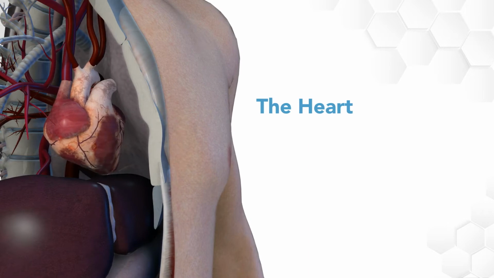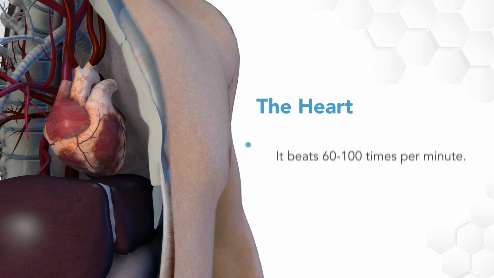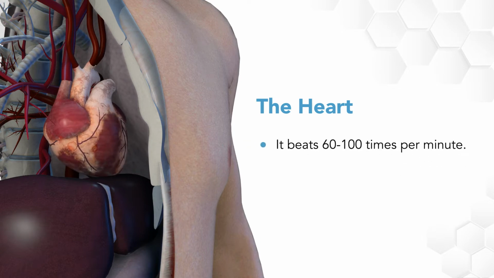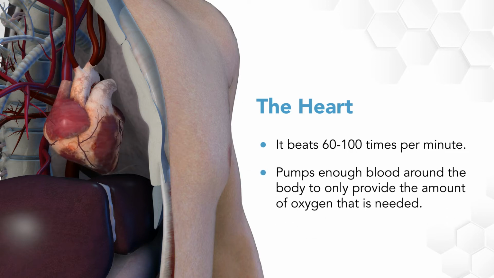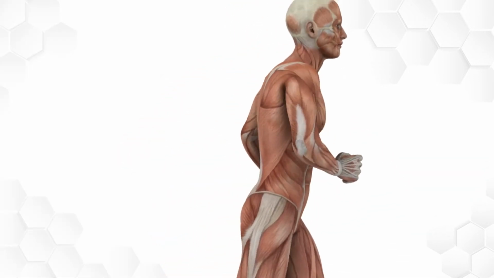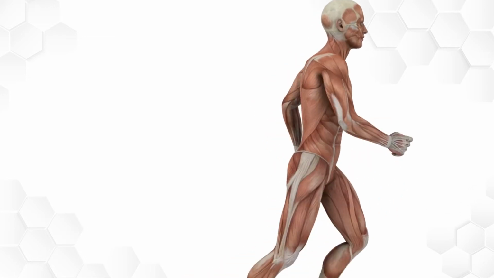Now we'll look at the heart. It plays a vital role in the functioning of the circulatory system, as the heart is essentially a pump that moves blood all around the body through its blood vessels. On average, it beats 60 to 100 times per minute. At rest, the heart pumps enough blood around the body to only provide the amount of oxygen that is needed. As we exercise or become excited, our bodies demand more oxygen, so the heart pumps faster to meet these demands.